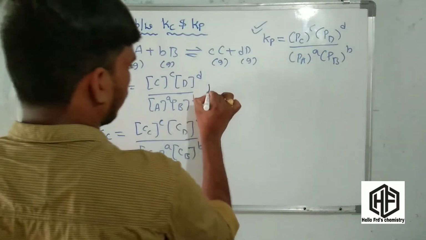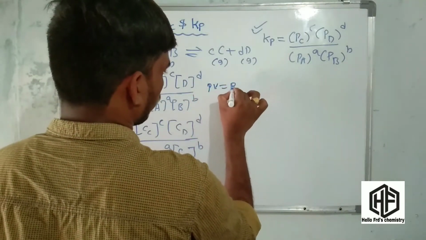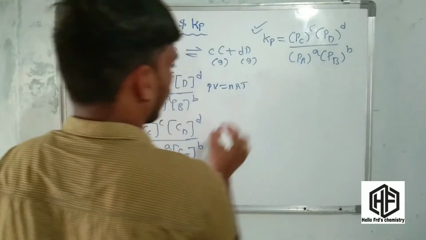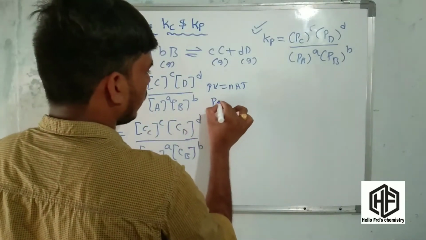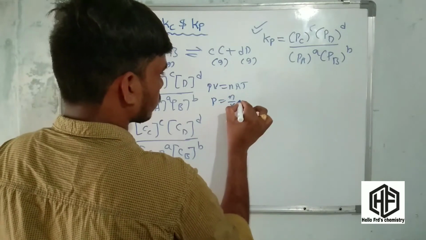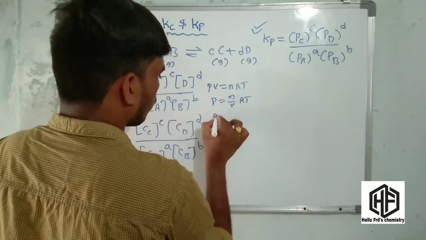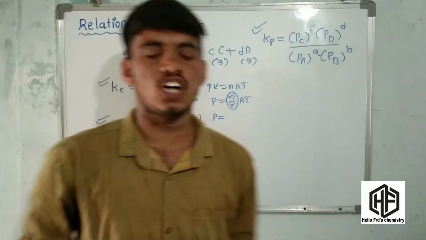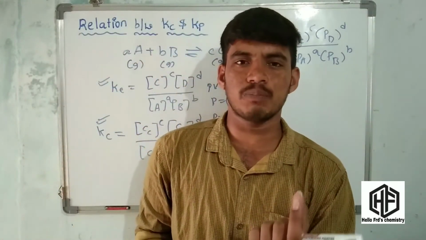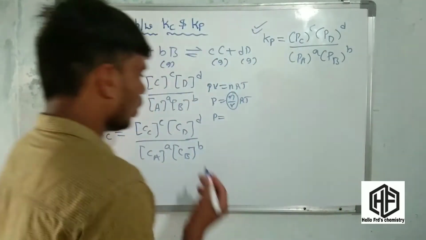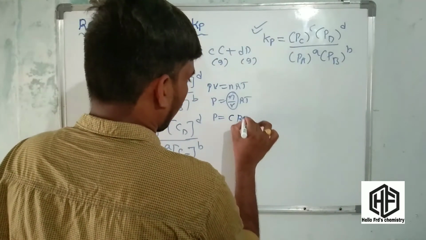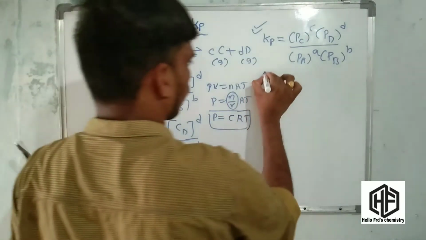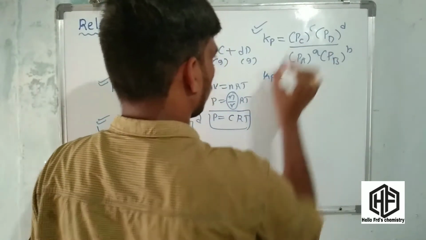You know that PV equals nRT for an ideal gas. So P equals n by V into RT. Here n by V is the number of moles per volume, also called molarity, which is represented by the concentration. So P equals CRT, where P is the partial pressure. Now what happens to Kp? Kp is equal to, this is the P.